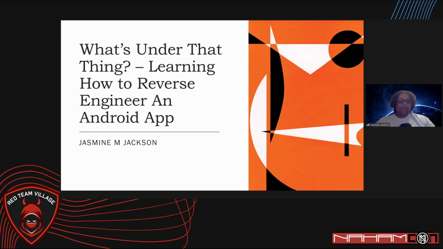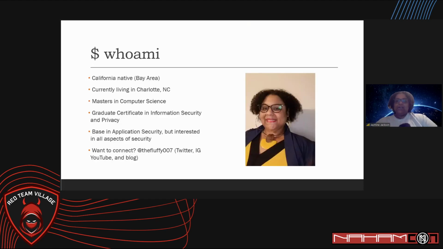Okay, as Omar said, the title was Under That Thing: Learning How to Reverse Engineer an Android App. So a little about me. Who am I? Well, I'm a California native from the Bay Area. I currently live in Charlotte, North Carolina. I have my master's in computer science and a graduate certificate in information security and privacy from the University of North Carolina at Charlotte. My base is in application security, but I'm interested in all aspects of security.